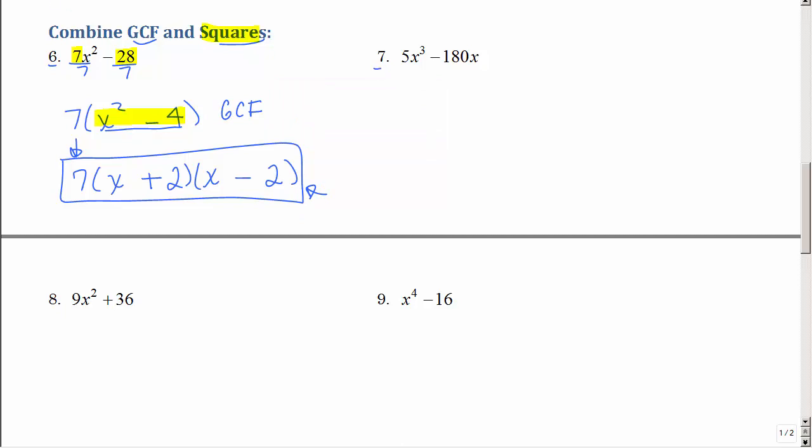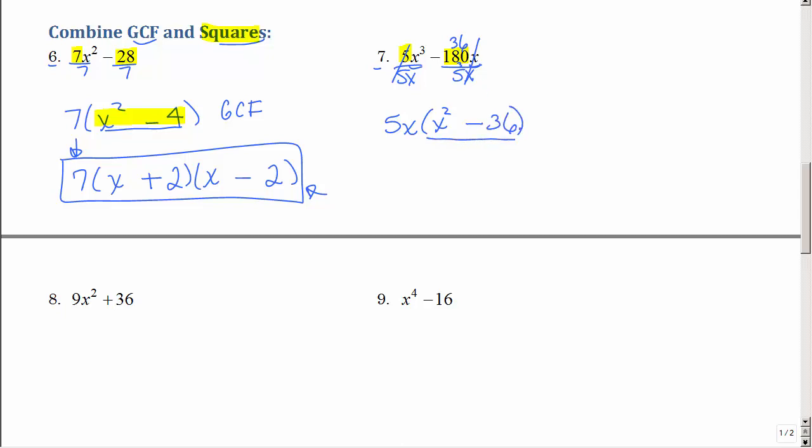Number 7. Do we have a GCF? Well, hopefully you know if it's divisible by 5, it either ends in a 5 or 0. So 5 does go into 180, but they also have an x in common. So I'm going to divide both of them by 5x. So that leaves me x squared minus, the x's cancel. Let's see, 5 goes into 18 3 times, I think that's 36.